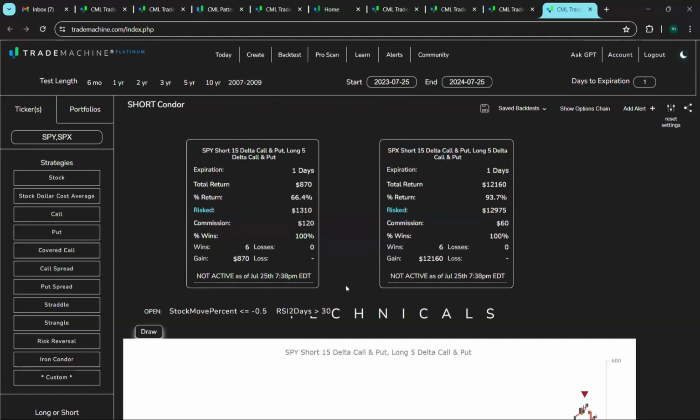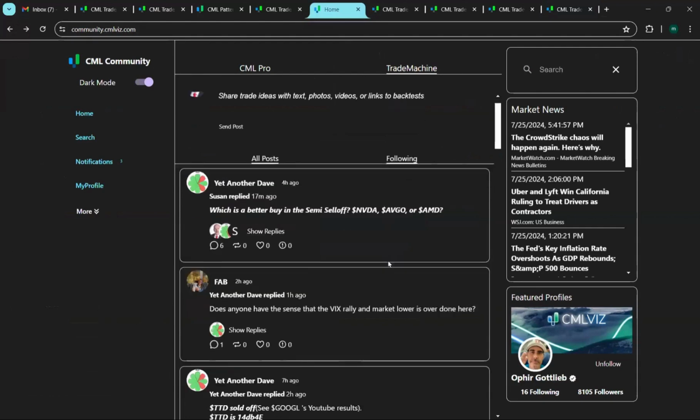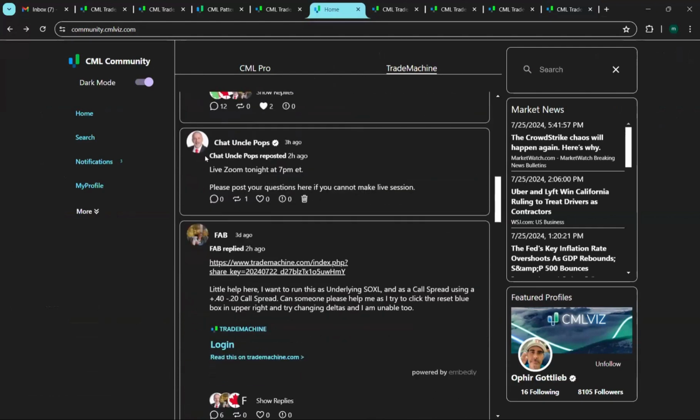I don't know if this user is in community, but I know Max has shared this specific backtest link in community before, and I'm sure he'd be happy to do so again. If you're looking to ask Max a question, he is in the community every trading day answering questions. You can use at and then chat Uncle Pops, that's his name in the community, to tag him and he'll get a notification. He does get a notification every time he's tagged so that he can answer your question.